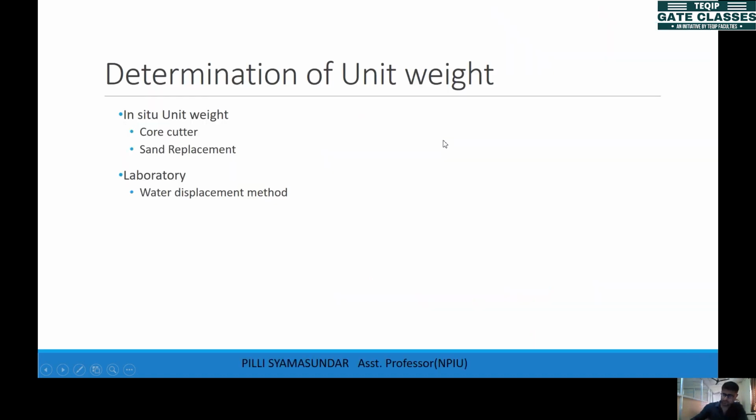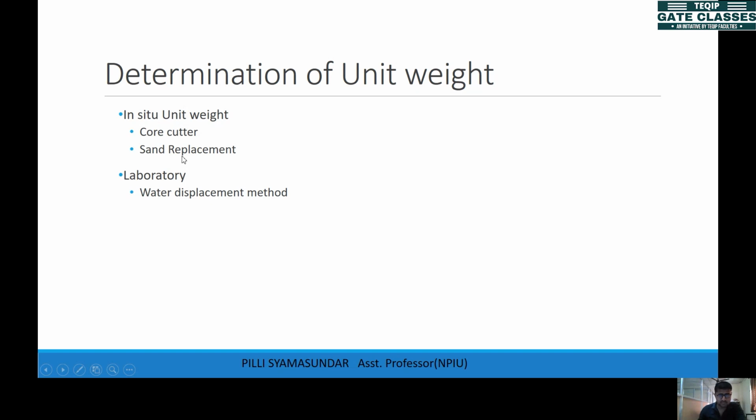So if you do remember, in the previous class we defined basic parameters related to the soil, like water content, void ratio, porosity, and the unit weight also. And we have already defined different kinds of unit weights under different conditions, like saturated condition and dry condition. Now let's see how this unit weight is determined, how we measure it for the soil.